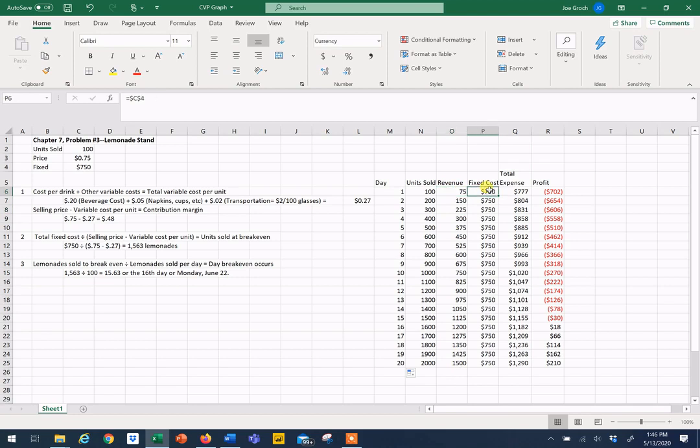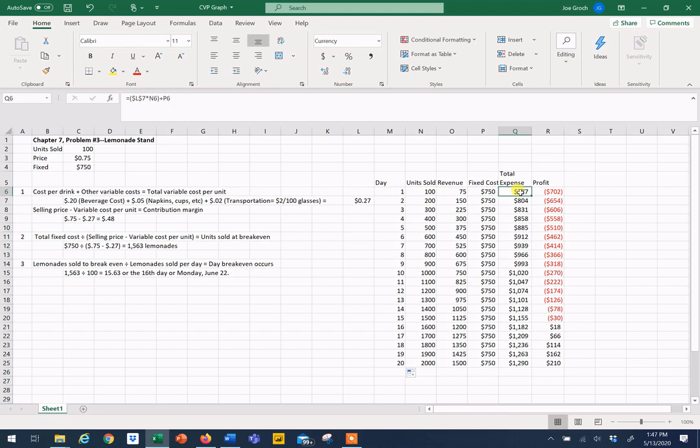Fixed cost is real simple. That doesn't change, because it's fixed, right? So we know that's going to be equals C4, and all we're going to do is keep this constant. I'm going to show you in a minute why I'm doing it this way as opposed to just putting in 750 and copying it down. I'm going to show you the elegance of that in a minute. We've copied and pasted that down, and you'll see that it just stays constant across all cells.